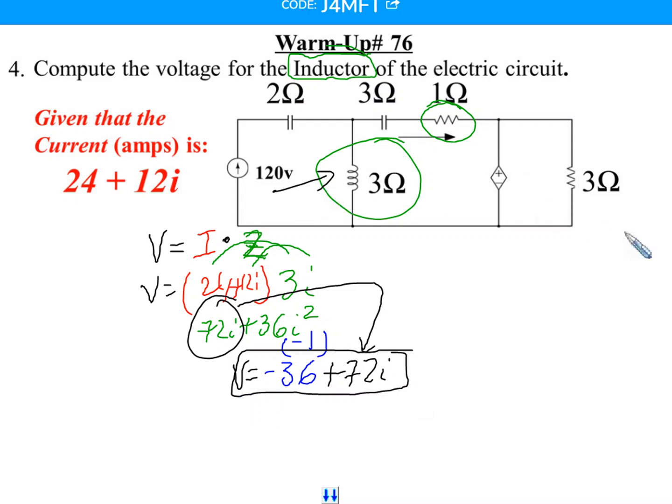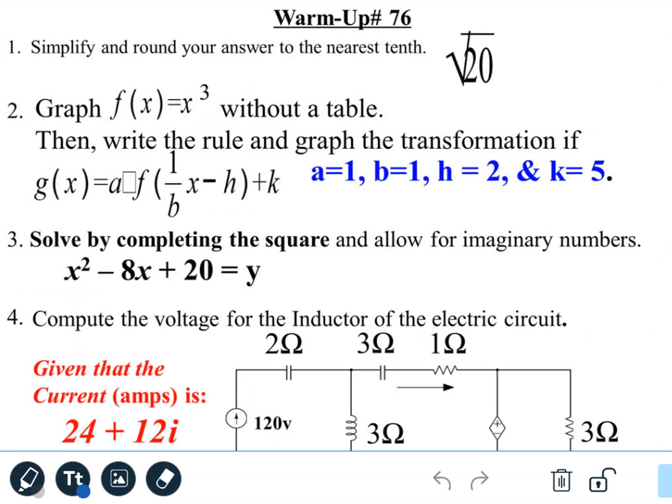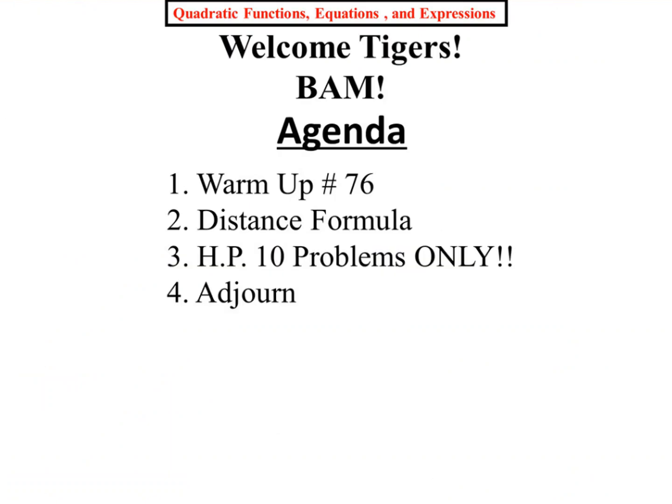All right? How we doing? Good? Yes, Mr. Q. All right. So with that said, send me your warm-ups, please. Bless you. Agenda for today, warm-up number 76. Distance formula. Home play is only 10 problems. Only.